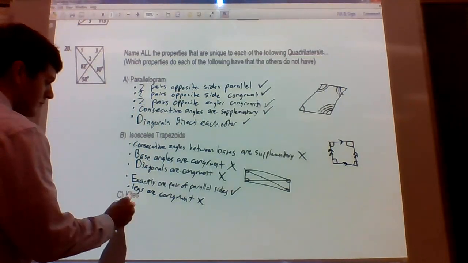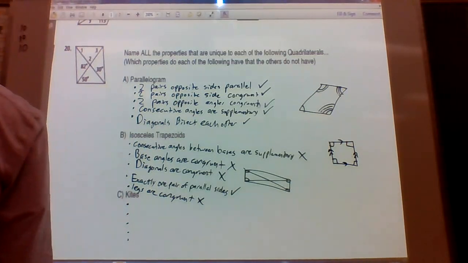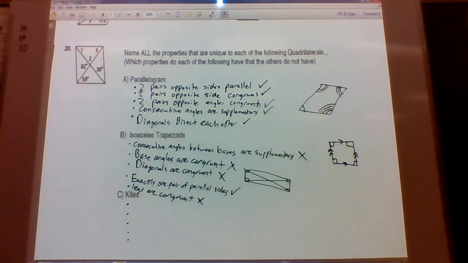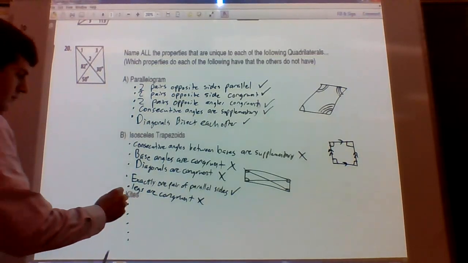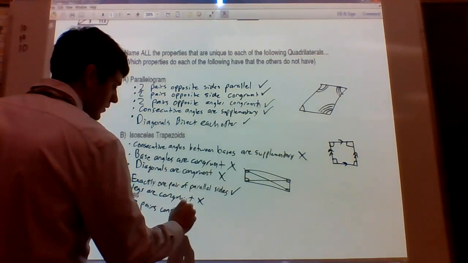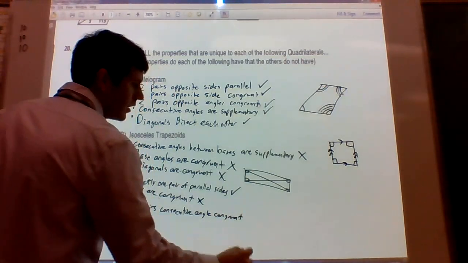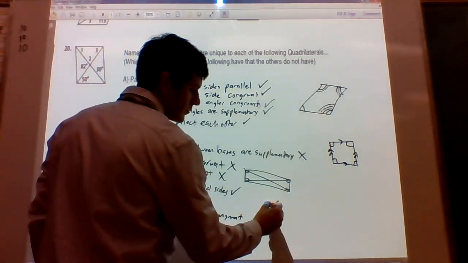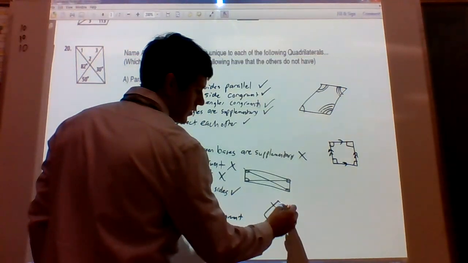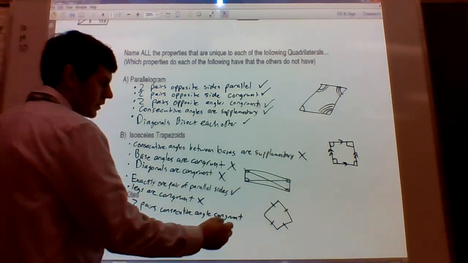Kites. So if we look at kites, we're going to have two pairs of consecutive angles that are congruent. So two pairs consecutive. Again, we know in a rhombus all the sides are the same, so we're definitely going to have two pairs of consecutive sides that are congruent. So this one's not going to be unique.